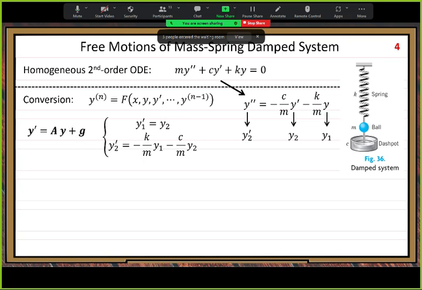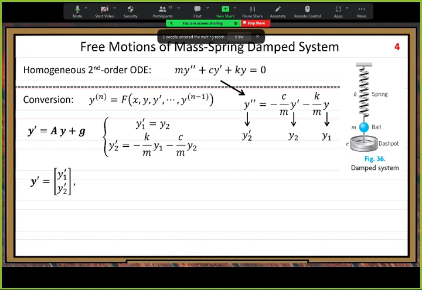The general form is y prime equals Ay plus g, but here, look at the g part. Other than the y terms, there are no non-y terms, the terms not including any y. We cannot call them constant terms. So that means the g is 0 here.